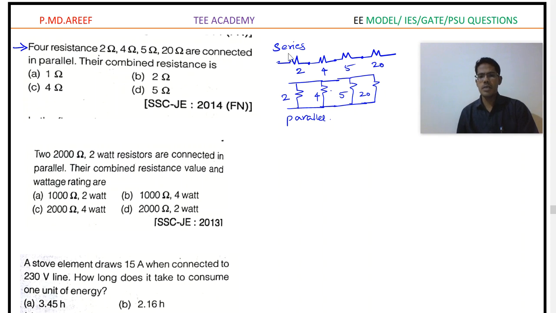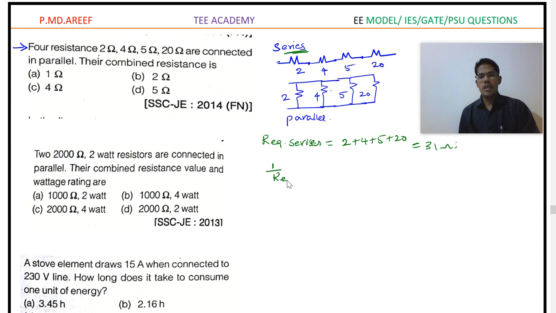So when it is series, we just keep adding all the values. Series means adding all the values. Suppose the R equivalent when connected in series is equal to 2 plus 4 plus 5 plus 20. So how much is it? 25, 29, it is going to be 31 ohms. Suppose when they are connected in parallel, I will write the formula here.